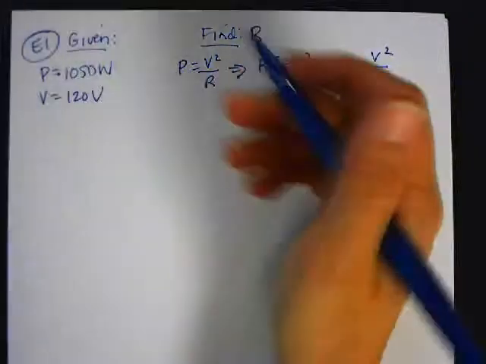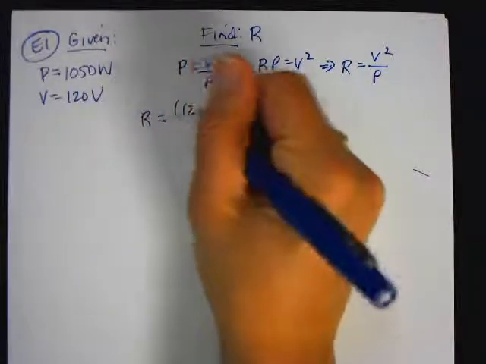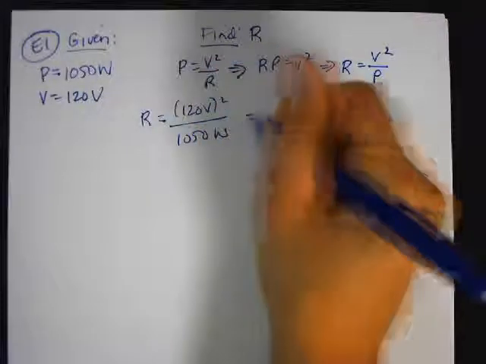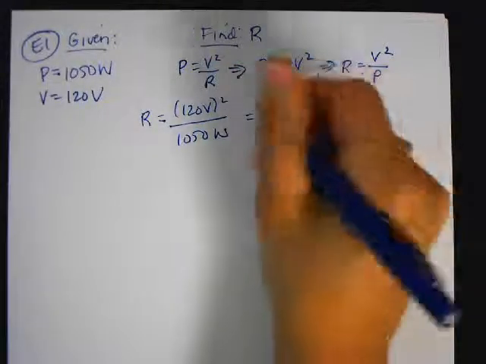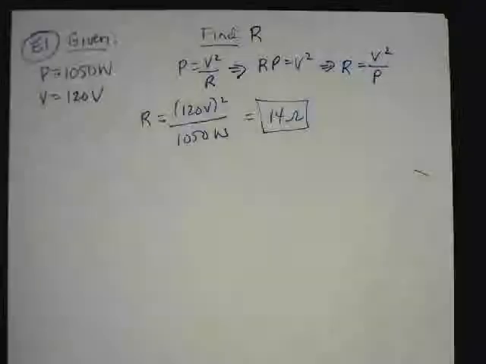All right, so R is equal to 120 volts squared over 1,050 watts, and that comes out to be 14 ohms. And that's it.